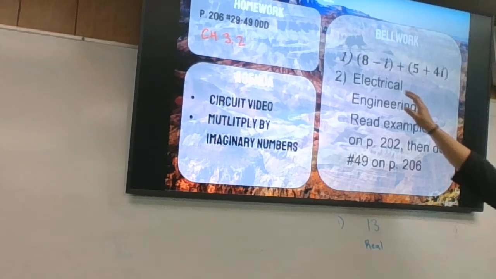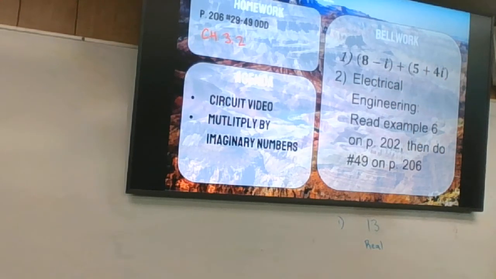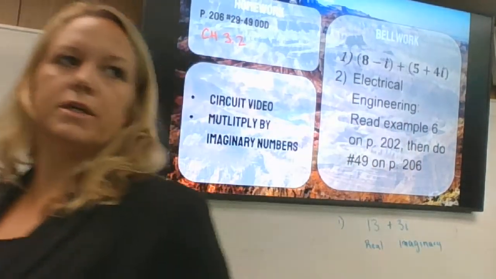And then I'll do the imaginary number. It's a negative i plus 4i, which makes 3i. And that's the imaginary part. Combine the real parts and the imaginary parts.